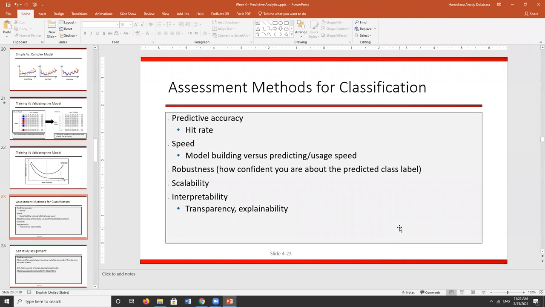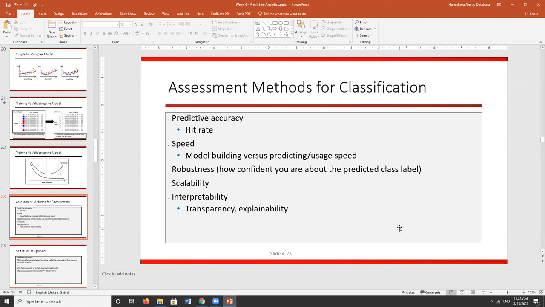On top of accuracy, which sometimes we call hit rate, so these are equivalent, sometimes we look at the speed, so it depends. It's not that relevant to you, but sometimes you have a very huge data set. In those big data cases, some models are much faster. For example, logistic regression has a very high speed with big data, versus a neural network or SVM, which is very slow.